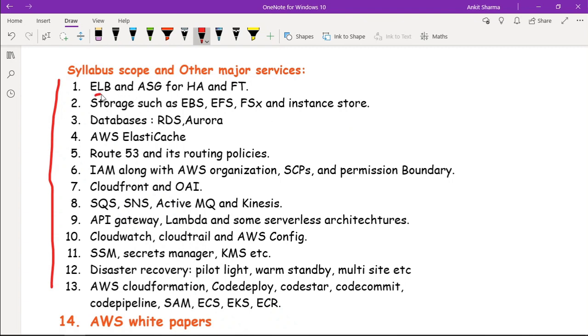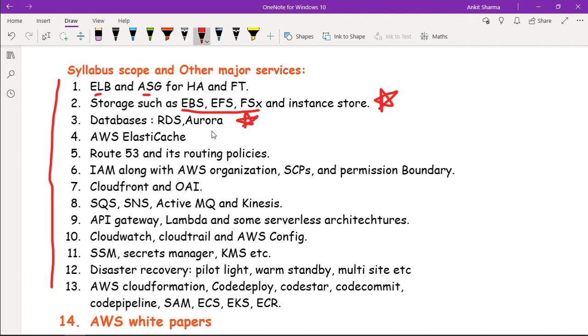So this is elastic load balancer and ASG. You must understand how it works in relation to EC2 instances and fault tolerant architectures. And the next one is storage services. This is very important. A lot of questions will be asked just from this. And databases again is very important, especially Aurora.